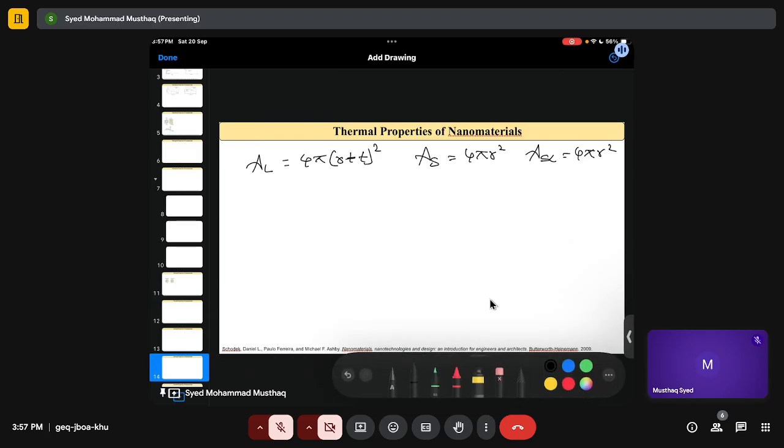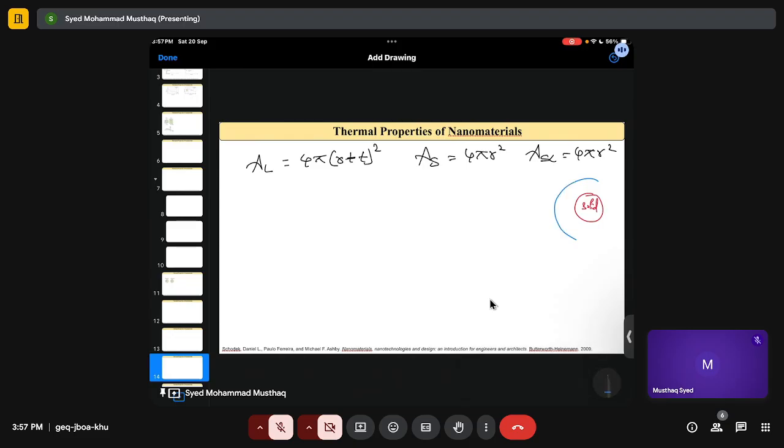I will write it again. This is my solid and this is my liquid, solid-liquid interface. The radius is the same, right, at that point? There's nothing to worry about, so it's just the same area. Okay, now let's do the substitution.